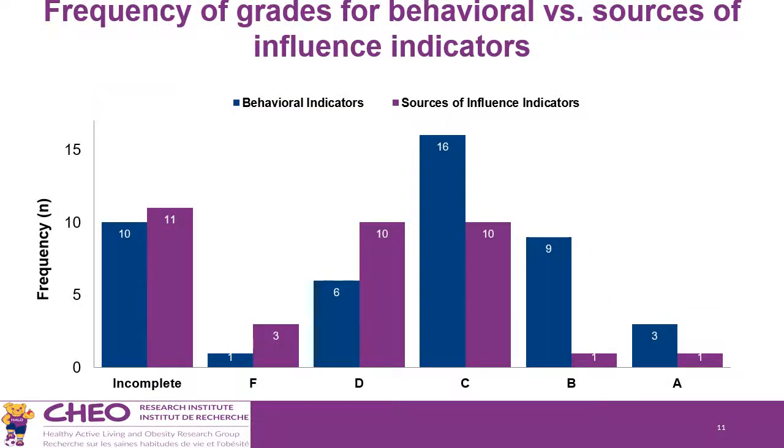Here is a similar concept, except now we are comparing behavioral grades versus sources of influence indicators, and comparing how they are spread for the grades of these categories. As you can see, the incomplete grades are fairly evenly split, 10 and 11. And the behavioral indicators, at least, had higher grades, and sources of influence had lower grades, and that is shown in this figure.